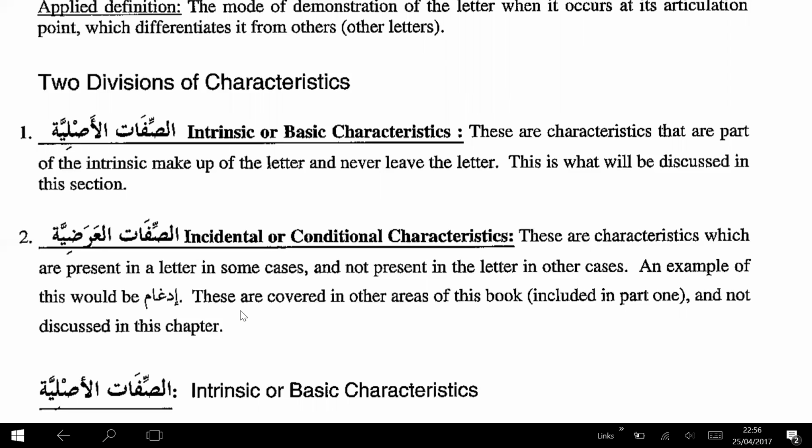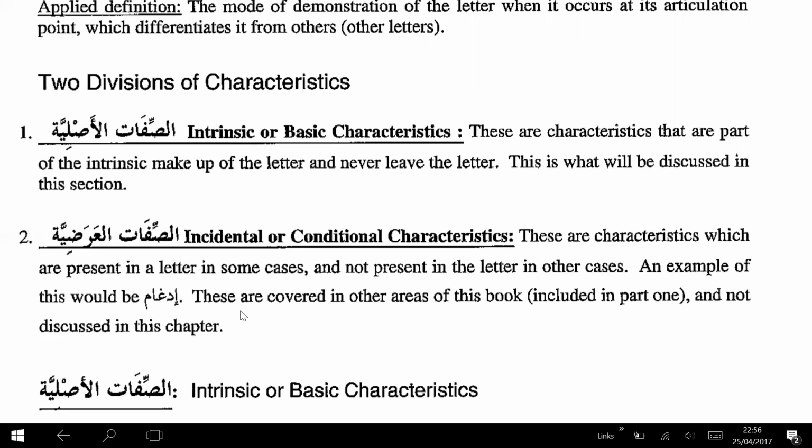And the other is sifatul aradiyya, meaning incidental or conditional characteristics. So here these will not always be there. There will be some conditions, and based on that you have to bring out these sifats. So in some cases these sifats will be there, in some cases they will not be there with that same alphabet. Like for example, if you say idgham, when do you do idgham? You have some conditions. If the conditions are not met, then you will not do idgham.